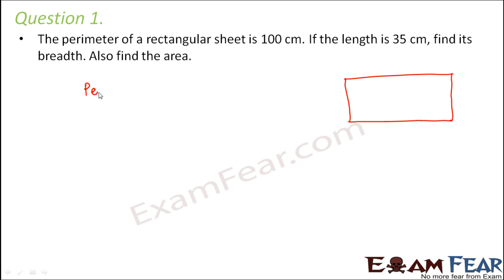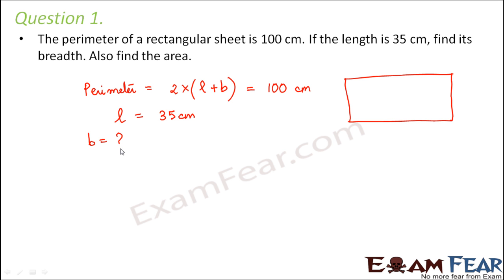Now what do we know? What is the perimeter of a rectangle? Perimeter is equal to 2 into (length plus breadth). This perimeter is given as 100 centimeters. The length of the rectangle is also given as 35 centimeters. We have to find out the breadth, and we also need to find out the area. So 2 into (length plus breadth) is given as 100. In the question, length is already given as 35. So this is 2 into (35 plus B) equal to 100.